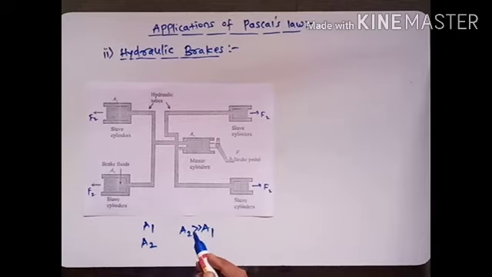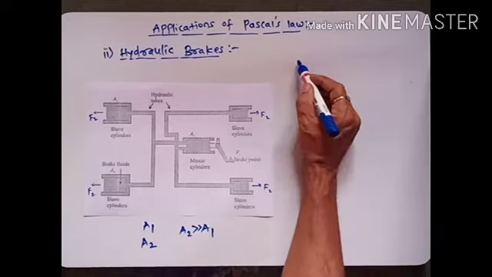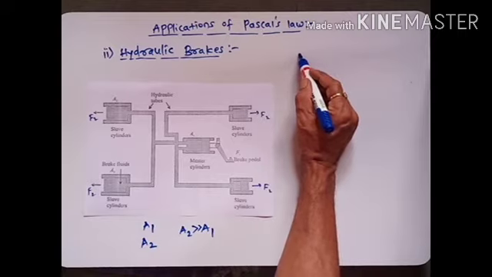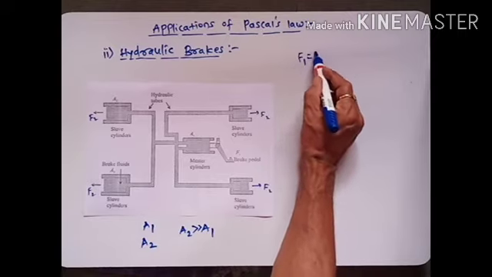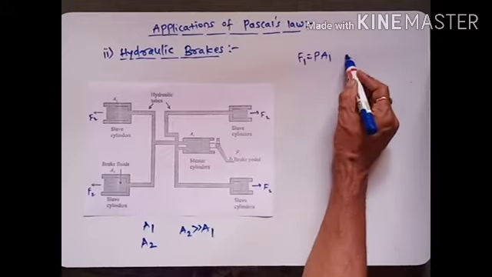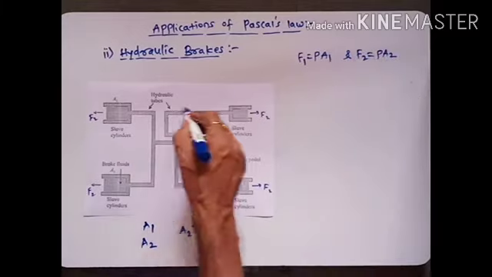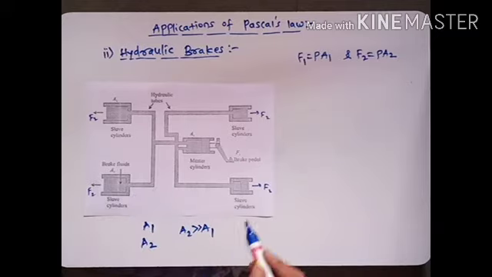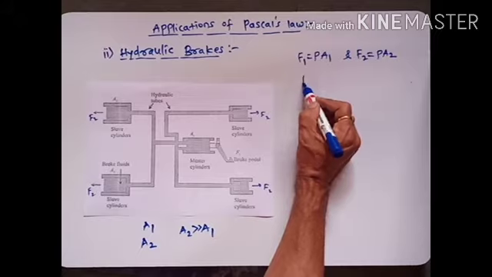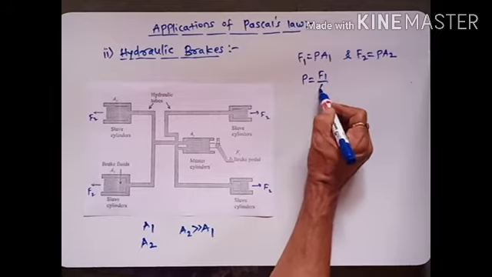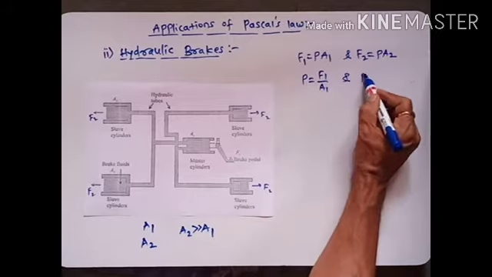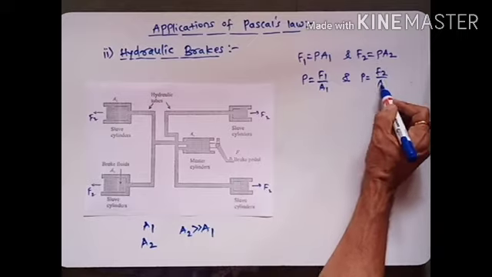Suppose F1 and F2 are the forces. Then we can write, like the previous article, F1 is equal to PA1 and F2 is equal to PA2, because inside this brake fluid the pressure is constant. Now we can write P is equal to F1 upon A1 and P is equal to F2 upon A2.